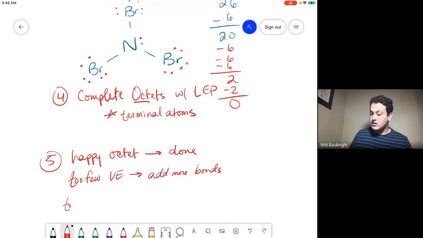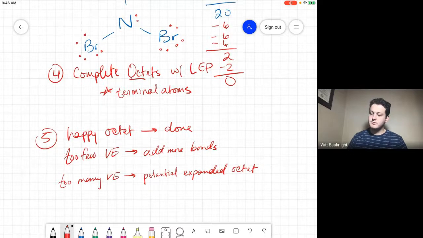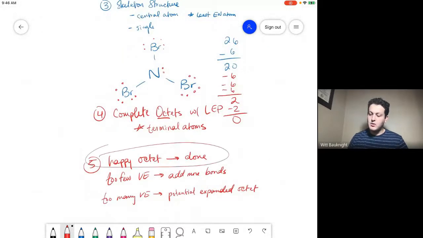Now, on a rare occasion that you have too many valence electrons, this is what we call an expanded octet. You see, elements that are on the 3rd row or below, such as sulfur, phosphorus, chlorine, selenium, iodine, all of those, when they're in the center, can handle more than 8 electrons. But since everything's happy, we have our correct Lewis dot structure currently.